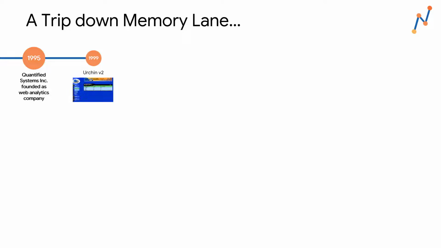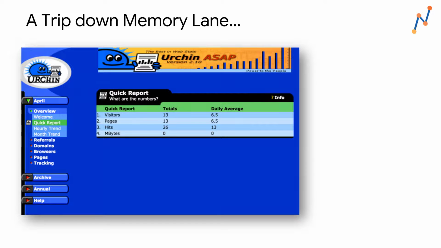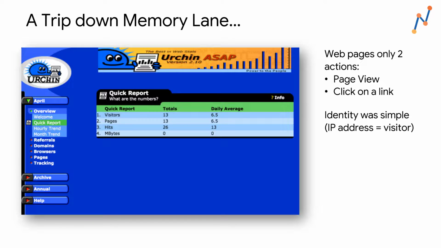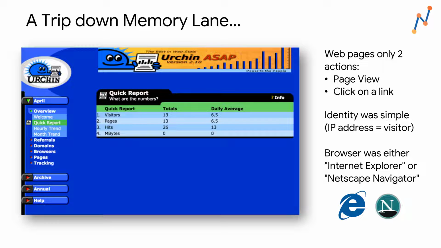In 1999, Quantified Systems released the software e-CENS version 2, which exclusively dealt with the analysis of server log files. At that time, the following applied. Web pages only had two kinds of actions. You could either view a page, which was a page view, or you could click on a link. Also, the identity was super simple, since an IP address was meant to be a visitor. And last but not least, there were only two browsers available.